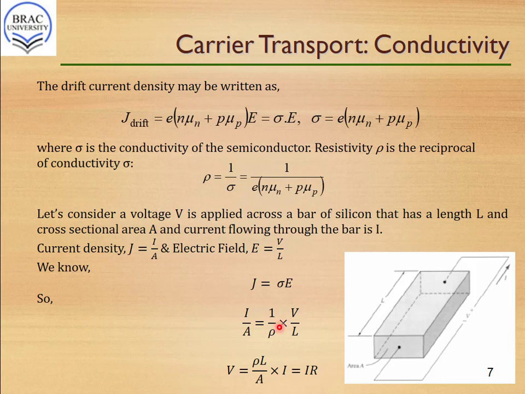So here you can see that V by L. If we rearrange these terms a bit, then V is equal to, you can see rho goes here, L goes here, and A is in the denominator. So V is equal to rho L by A multiplied by this I here. This rho L by A is actually the definition of resistance. You already know from your previous knowledge, lower level courses, that resistance R is equal to resistivity multiplied by the length of the conductor divided by the cross-sectional area. So basically this is nothing but Ohm's law.